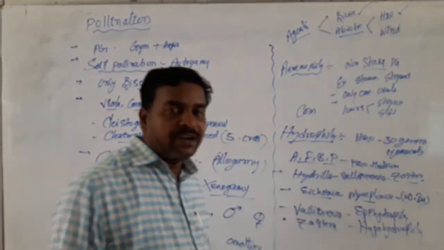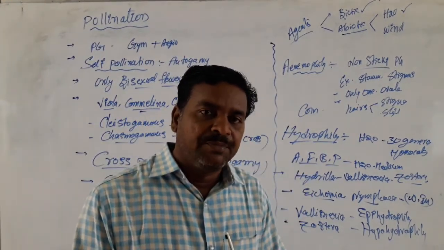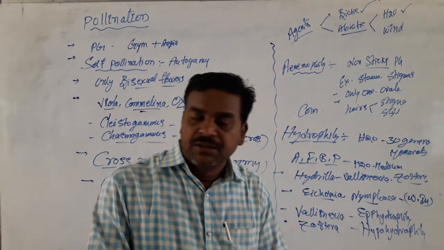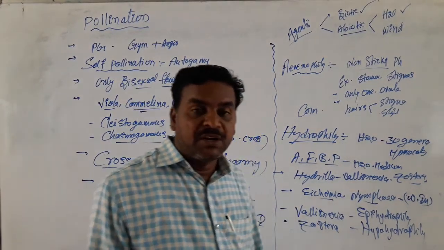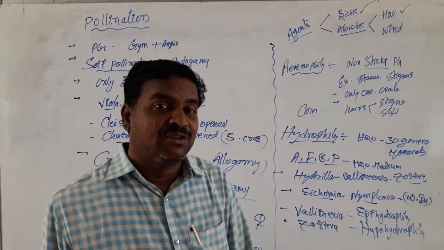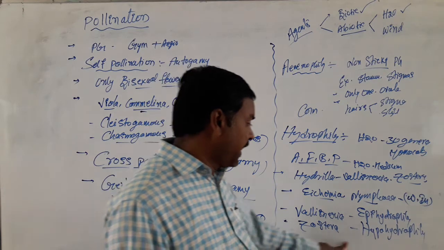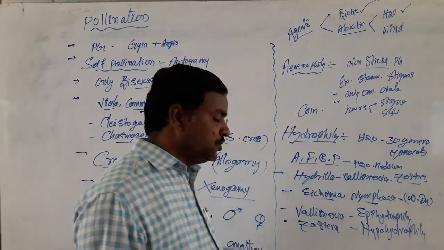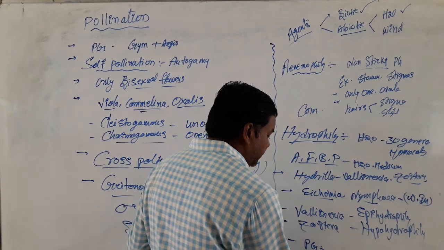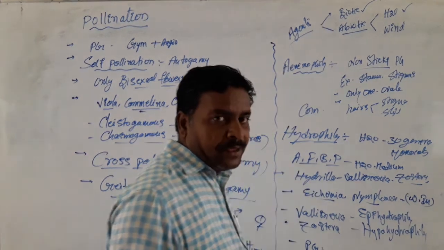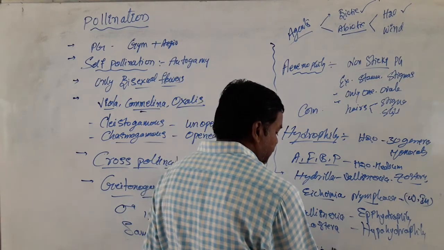But in sea grasses like Zostera, hypohydrophily is there. What is hypohydrophily? Here male and female flowers are submerged inside the water, and ribbon-shaped pollen grains move by water currents and reach the female flower, and cross-pollination takes place inside the water. Pollination inside the water is called hypohydrophily. Example, Zostera.